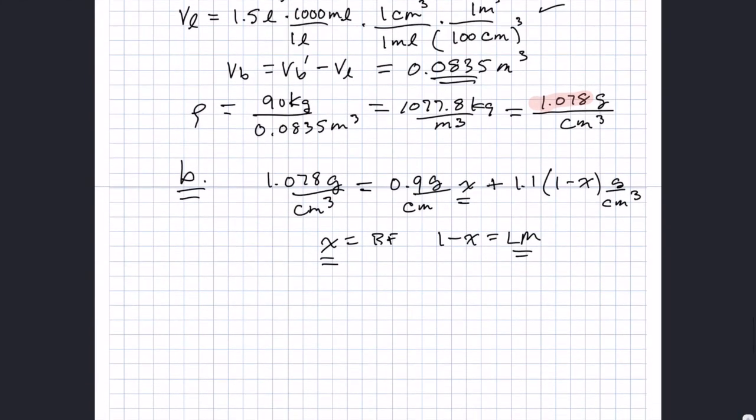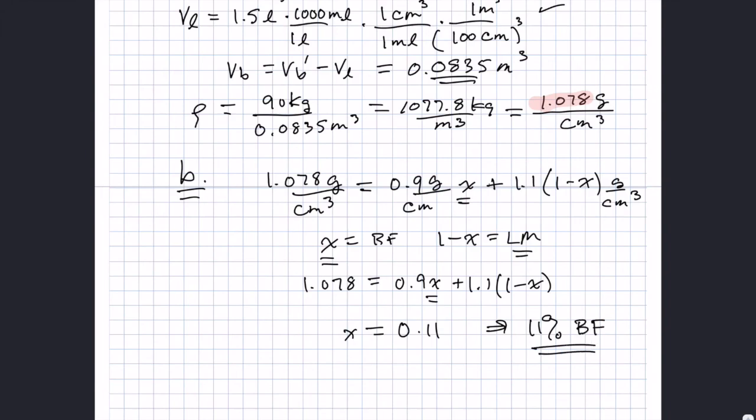All right, so stripping out the units, we have this little equation here. If I solve for X, I get the body fat percentage. Okay, so when I do that, I get X equals 0.11, which implies that we have 11% body fat in this case.